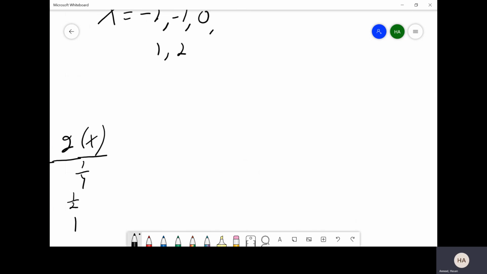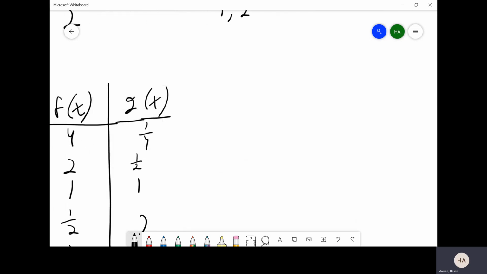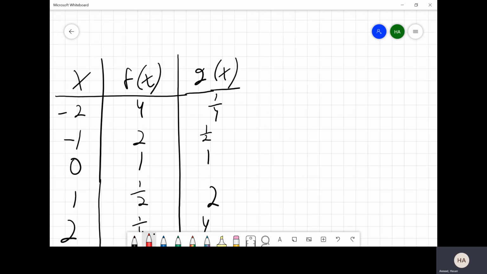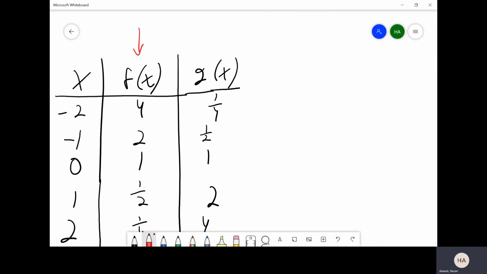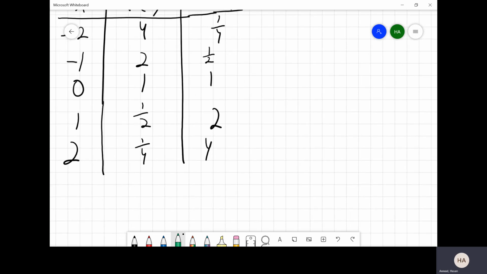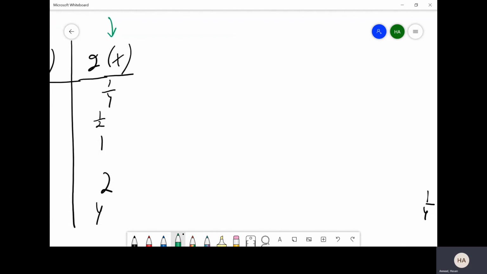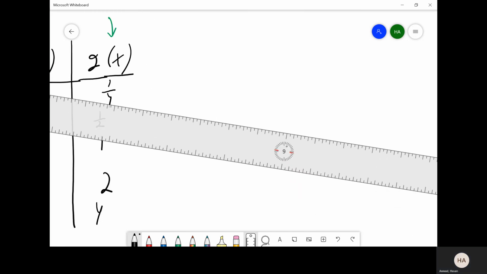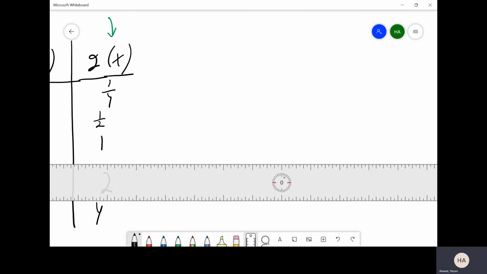Now, for the sake of argument here, if my laptop would stop lagging, that would be even better. What I want to do is I'm going to plot my f of x. So this column here, I'm going to plot in red, and then my g of x, I'm going to plot in green, and I'm going to plot them both on my graph at the same time, just so we can really understand what's going on. So bear with me for 1 second while I break out the ruler here and get this going.